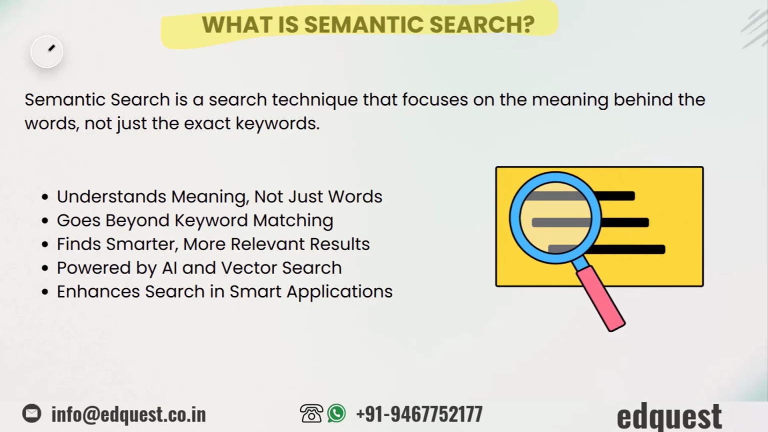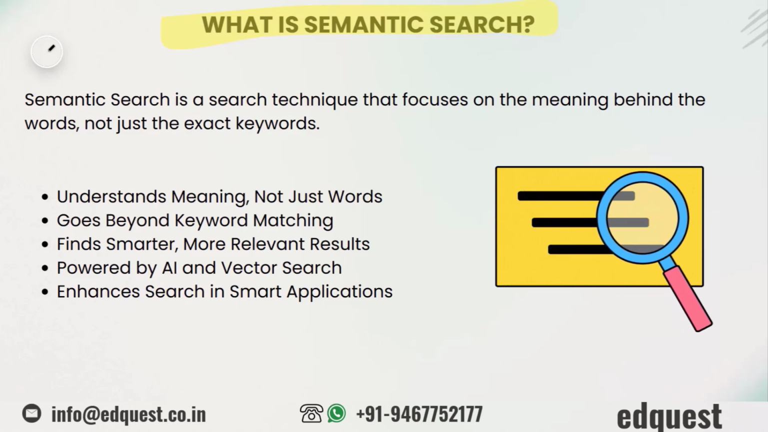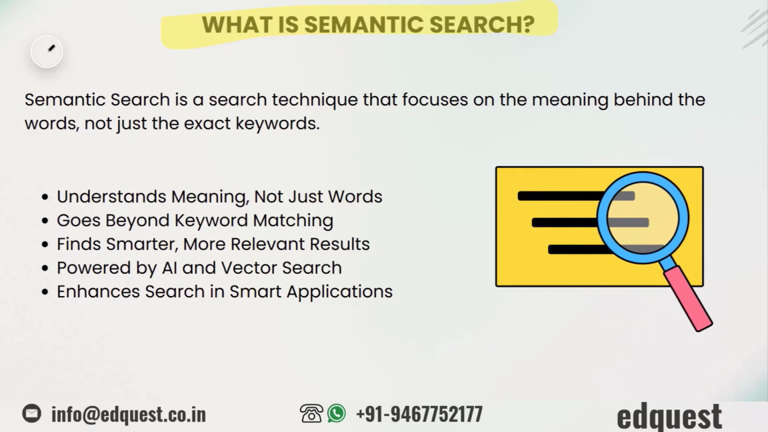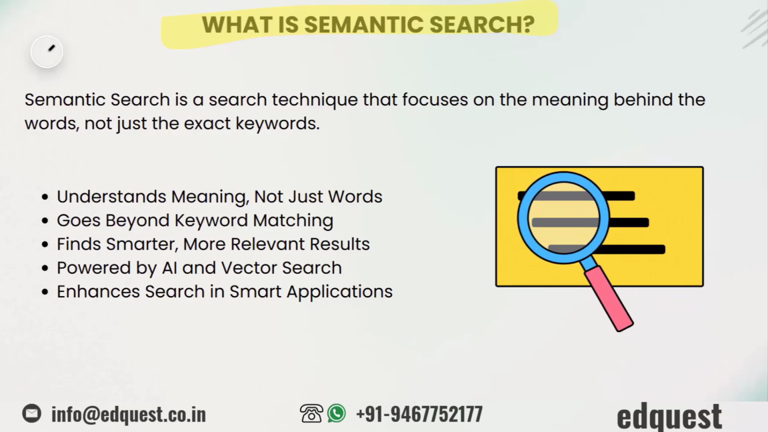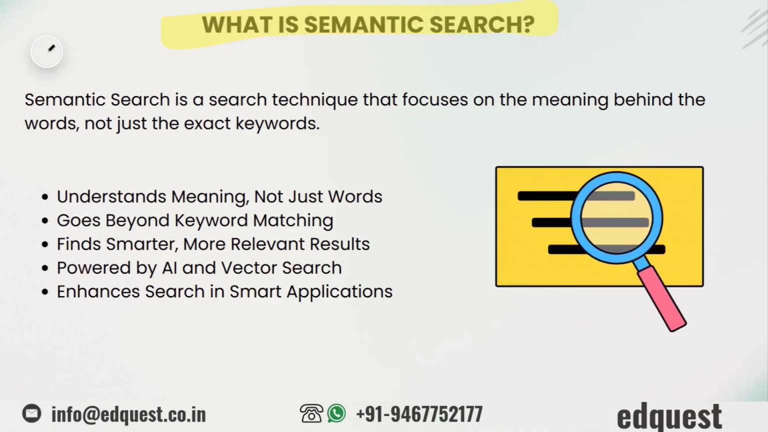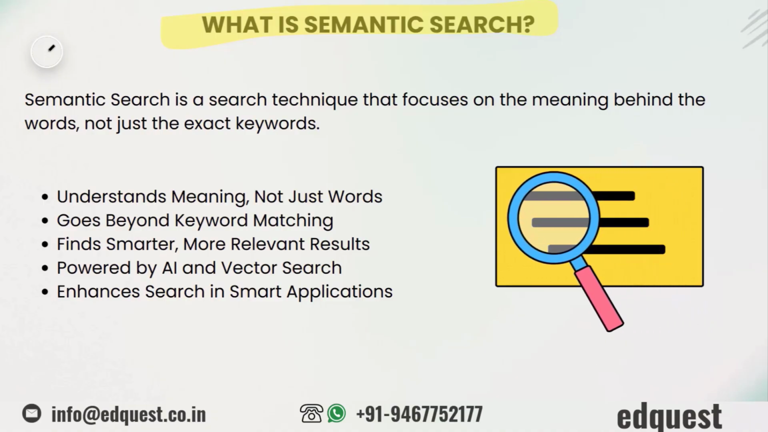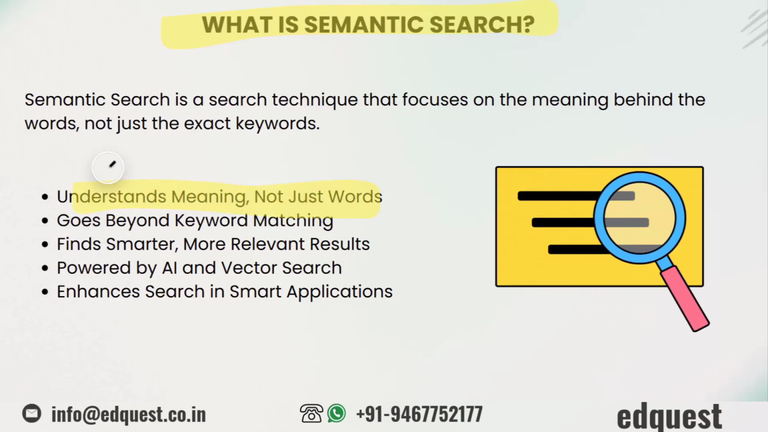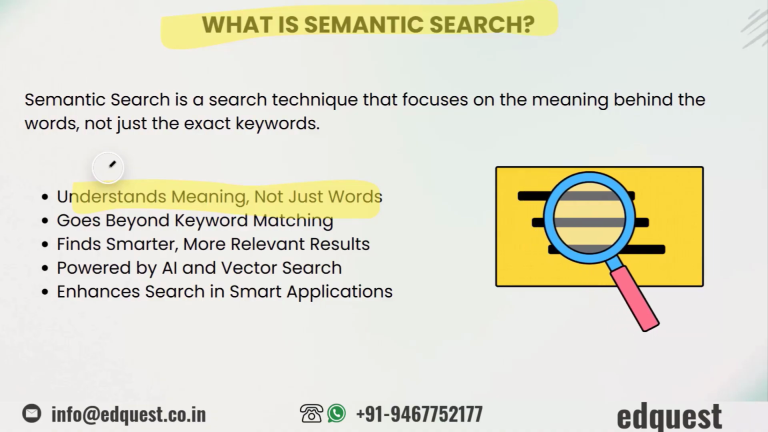Let's start with the basics. Traditional search engines rely on keyword matching. If you search for "best book on AI," they look for pages with the exact same words. But that's pretty limited. Semantic search, on the other hand, focuses on the meaning behind your query, not just the words. Let me break it down visually. It understands context, intent, and relationships between words.